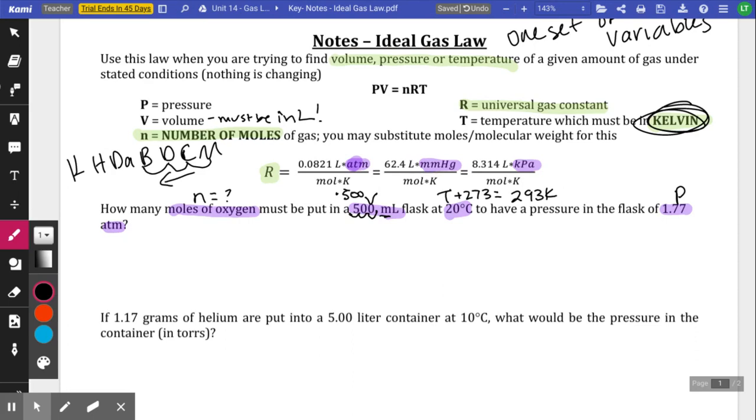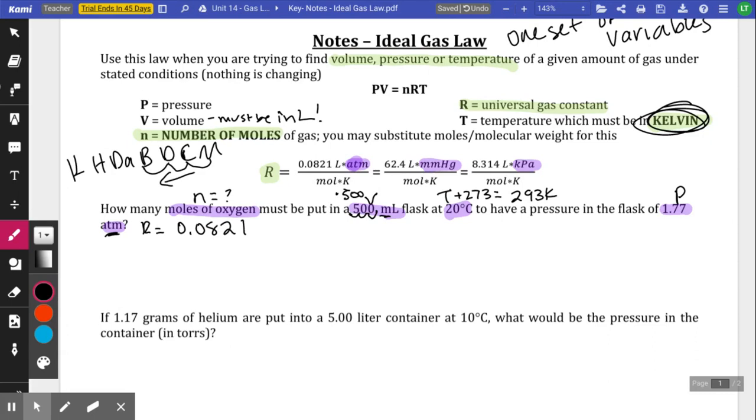So you guys can see we have P, V, n, and T. The only one we're missing is R. It's a constant, so we have to plug it in from our equation. Since my pressure is in atmospheres, my R value that I'm going to use is 0.0821.